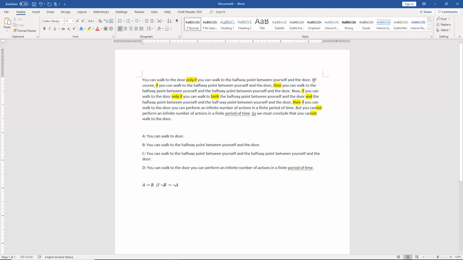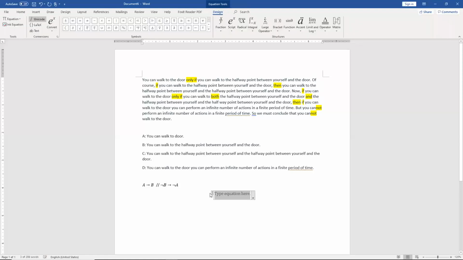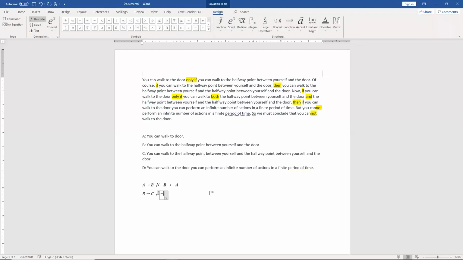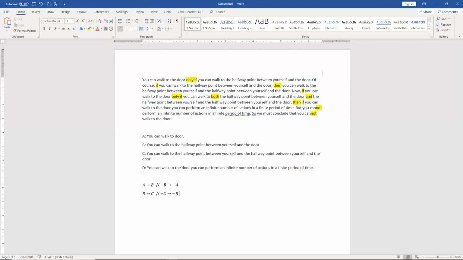The second one, of course, if we just ignore the of course here, that's just fluff. If you can walk to the halfway point between yourself and the door, so that's B, then you can walk to the halfway point between yourself and the halfway point between yourself and the door. That's C. So if B, then C. Again, some people wrote this, that's fine, it's equivalent.